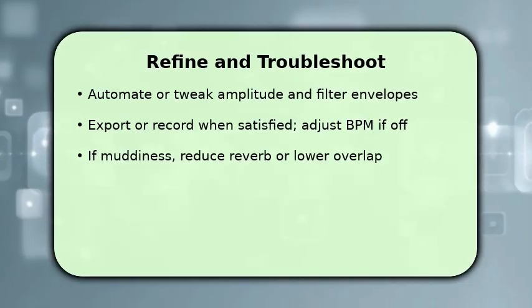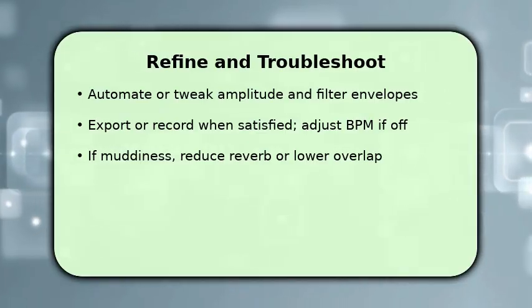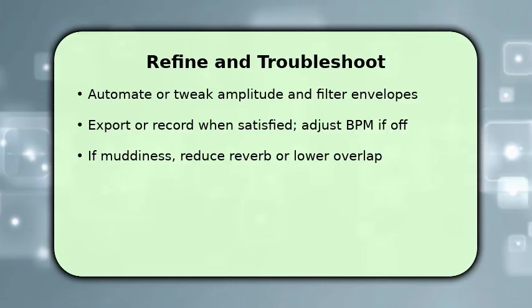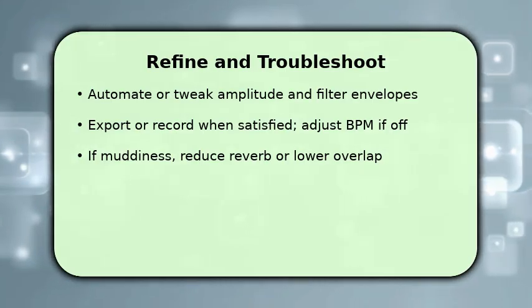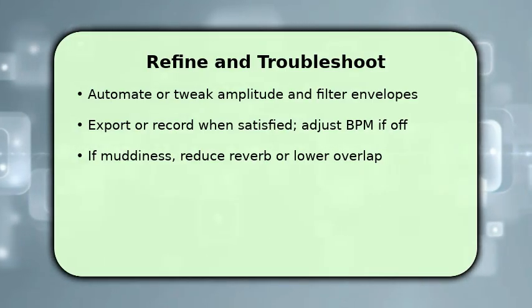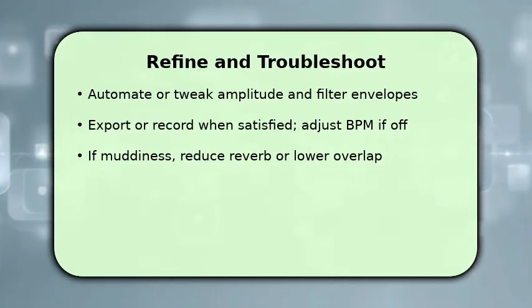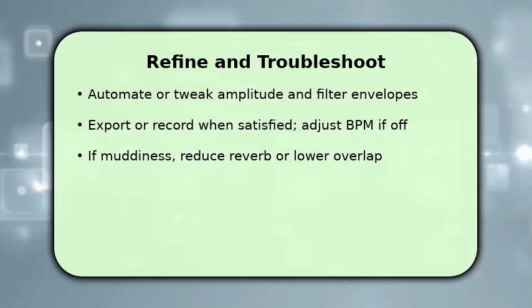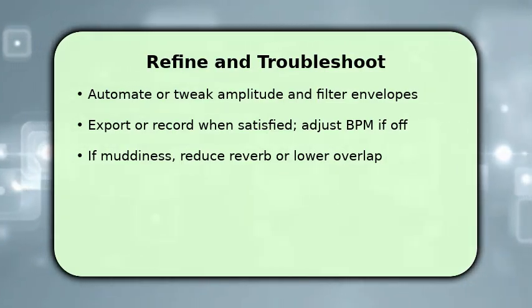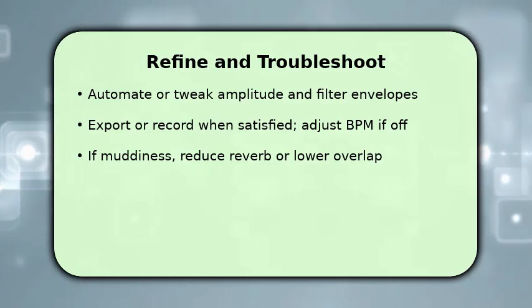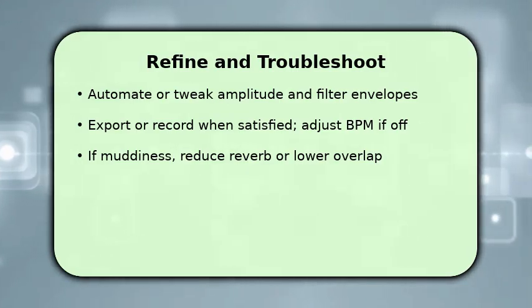Once satisfied, record or export your loop and consider a tiny BPM tweak if timing feels sluggish. If the sound becomes muddy, reduce reverb, lower overlapping note density, or cut low frequencies slightly. If latency or glitches appear, reload the page, close other tabs, and retry to eliminate CPU-induced artifacts.